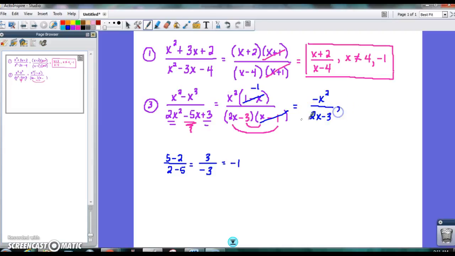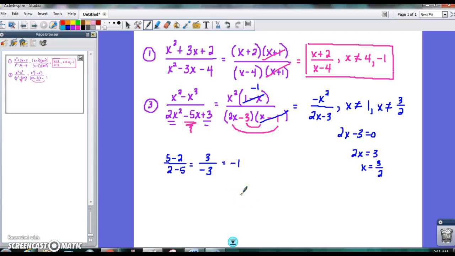in the denominator. And then make sure that you exclude anything that makes your original denominator 0. So x can't be 1 and x can't be 3 halves. When you set 2x minus 3 equal to 0 and solve that, you get 2x is equal to 3 and x is equal to 3 halves. So that's where those exclusions come from.